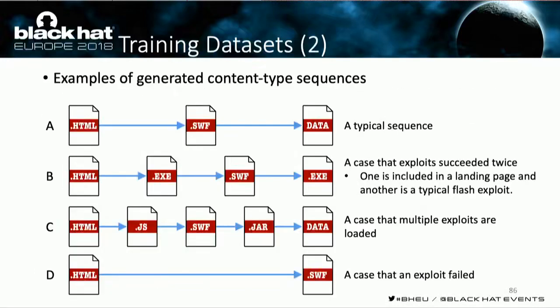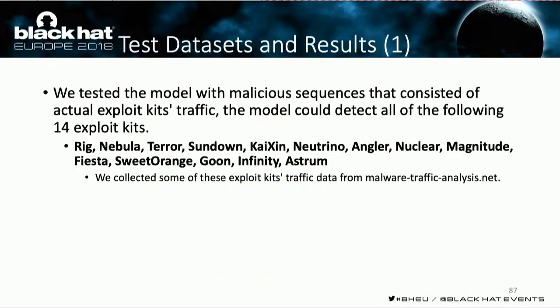These are examples of generated content type sequences. A is a typical sequence. B is a case that the exploit succeeded twice. One is included in a landing page, and the other is a typical flash exploit. C is a case that multiple exploits are loaded. And D is a case that an exploit failed. In the following slides, we explain the tests and the results.